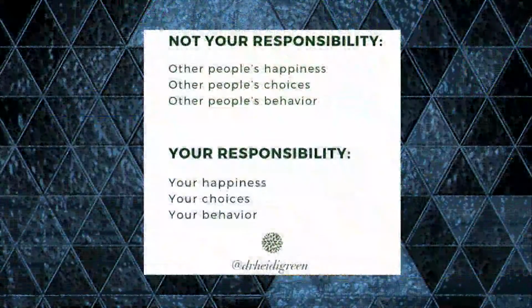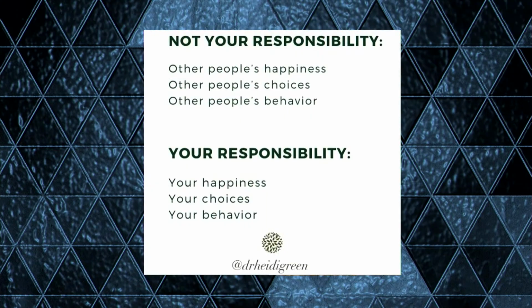There are some things that are your responsibility. Your responsibility includes your happiness, your choices, your behavior. You are not responsible for other people's happiness, other people's choices, or other people's behavior. Unless you have small kiddos, then you're partially responsible, right? Because you're trying to train them. But if they're an adult, you're not responsible for these things.